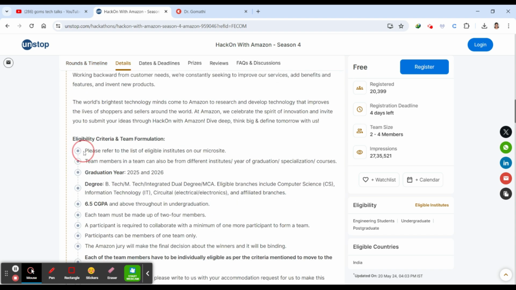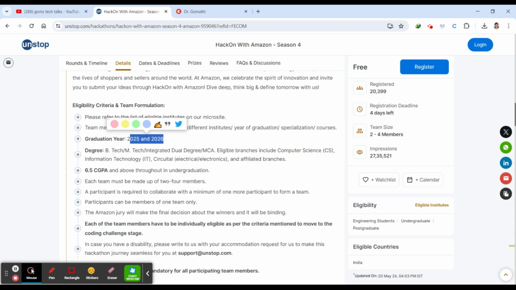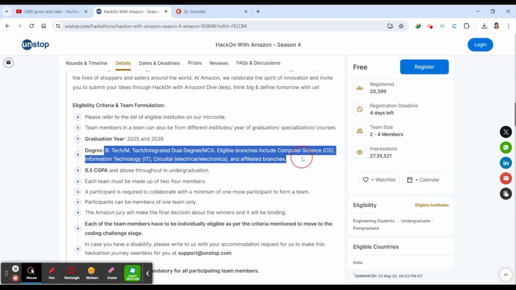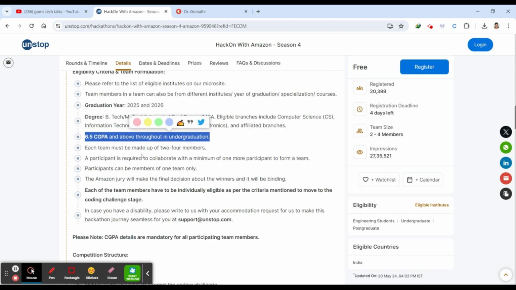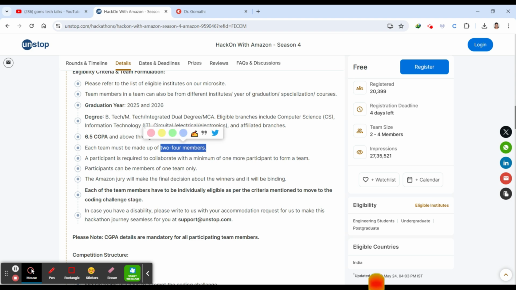Here they have specifically mentioned all the eligibility criteria for the team members who can join. The team members can also be from different institutions. It's not necessary that your team members should be from the same institution. The graduation year should be 2025 or 2026. You have BTech, MTech, and integrated degrees. These are the degrees they are looking for, and this is the CGPA you should have. Each team should have 2 to 4 members.